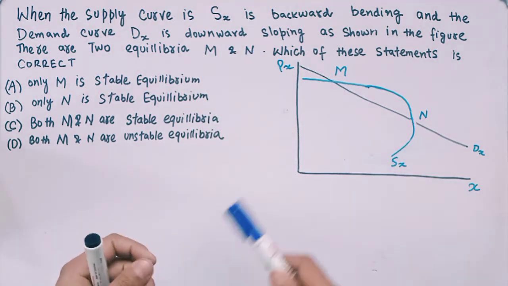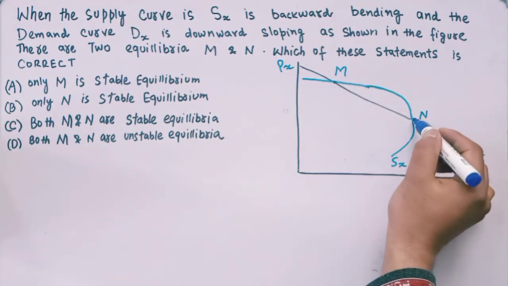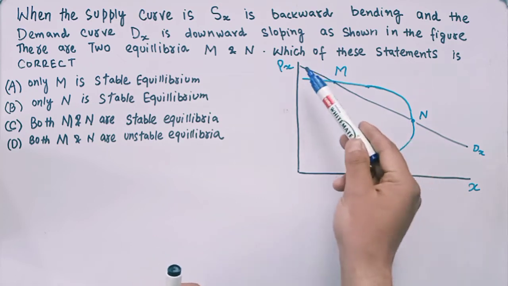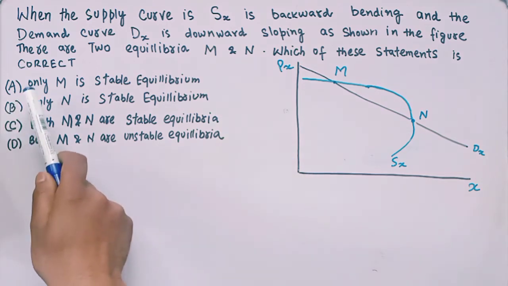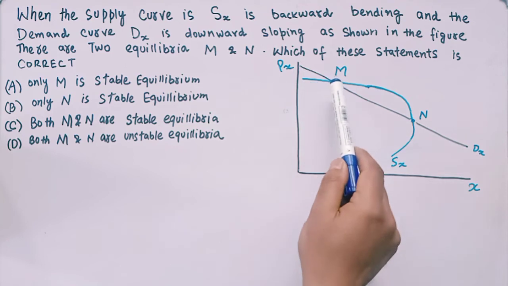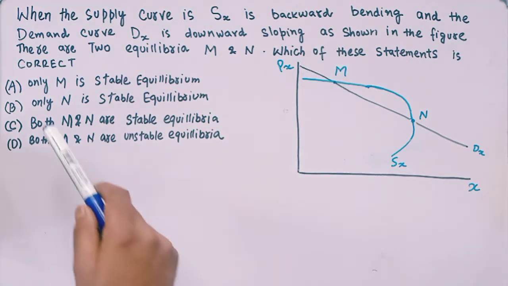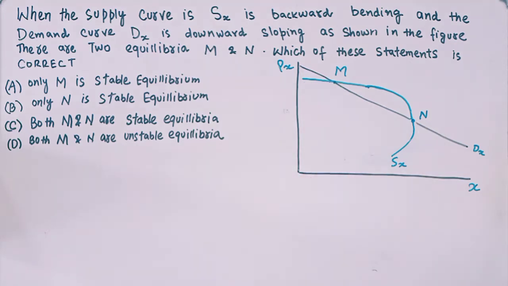Equilibrium occurs when demand and supply curves intersect. So we have two intersection points here. Which of these statements is correct? We are being given four options and we need to see which option is correct. The first option tells us only M is a stable equilibrium. The second, N is a stable equilibrium. Third, both M and N are stable equilibria, or both M and N are unstable equilibria.